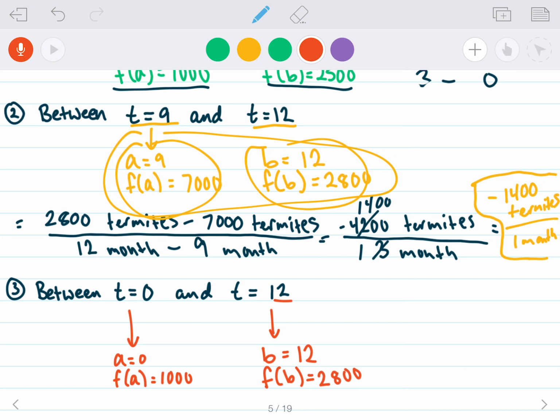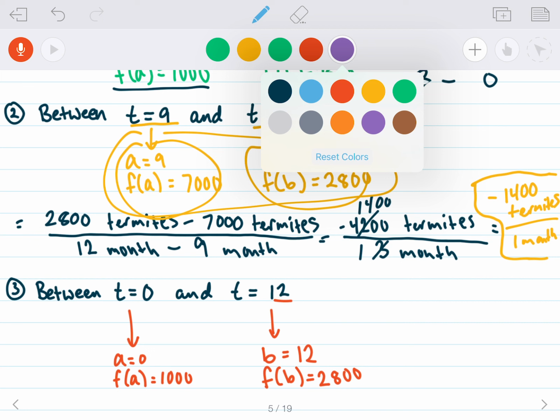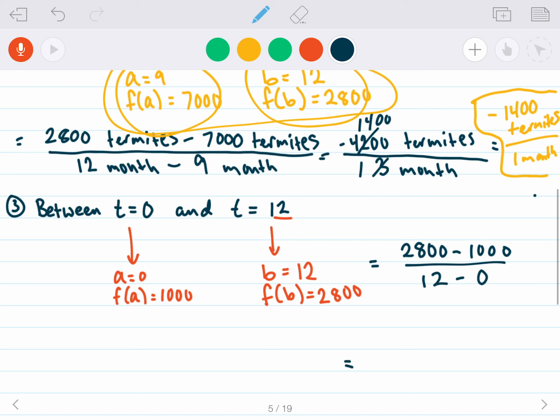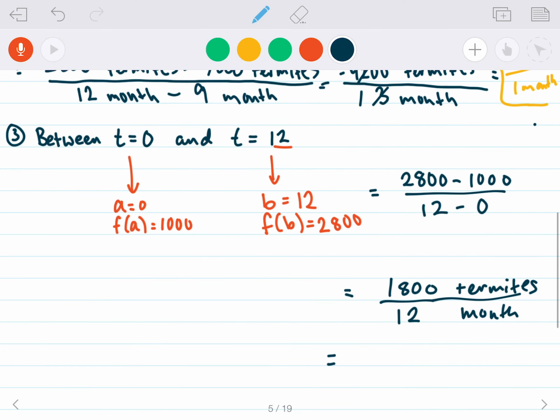Now it's just a matter of plugging this stuff into the formula. So F of B is going to be 2,800 minus F of A, which is 1,000, over B minus A. All right, so 2,800 minus 1,000 is 1,800 divided by 12. Again, on top our units are termites. On bottom, our unit is month. If we simplify 1,800 divided by 12, on top I'm going to get 150 termites per 1 month.